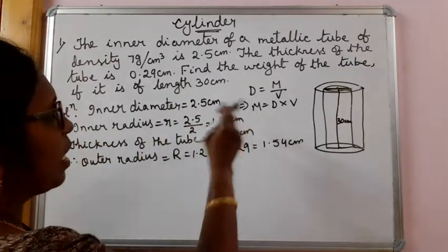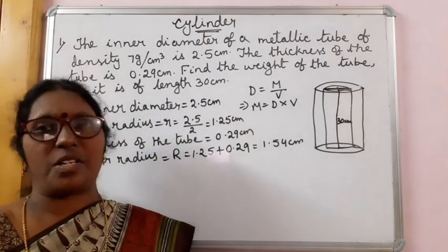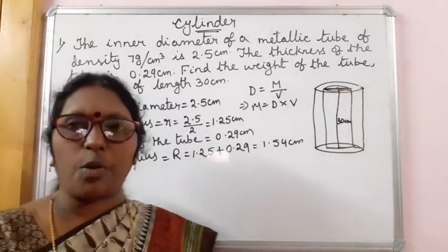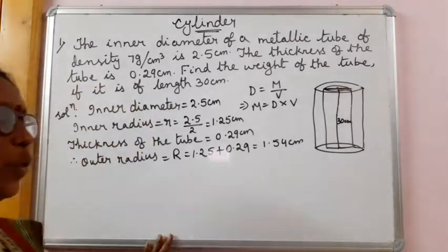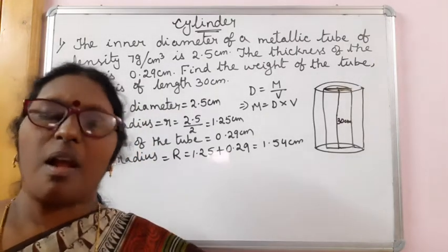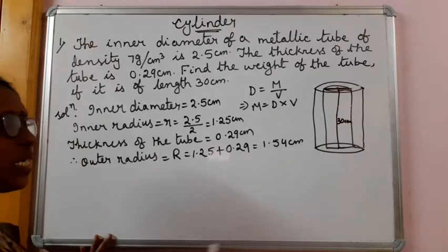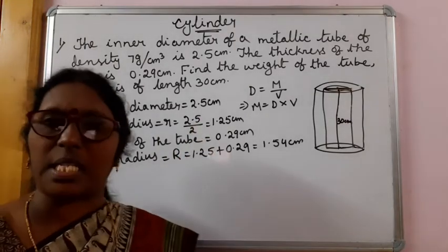Inner radius is 1.25 cm. And volume of the metal is equal to outer volume minus inner volume. You know that volume of a cylinder formula is pi r square h. Outer volume is pi capital R square h. Inner volume is pi small r square h.